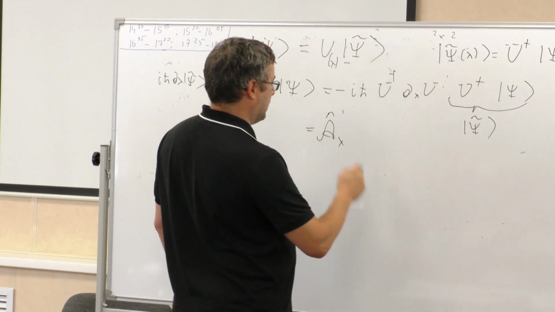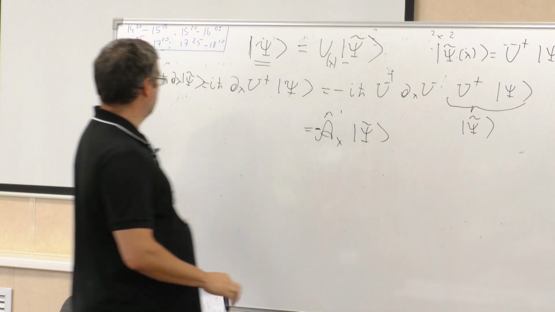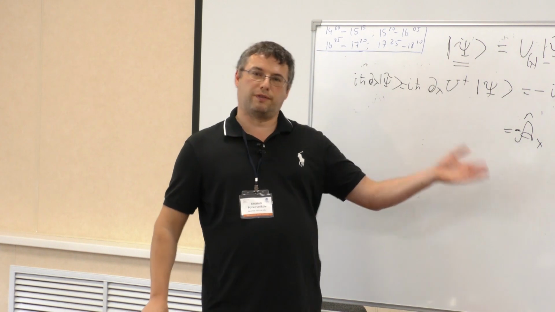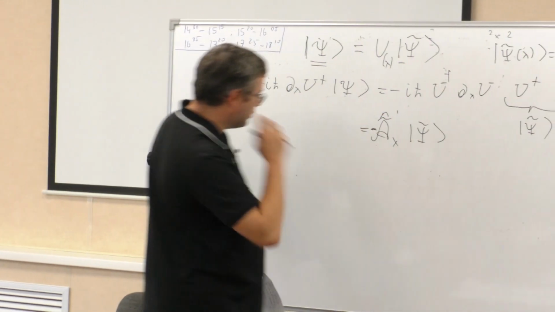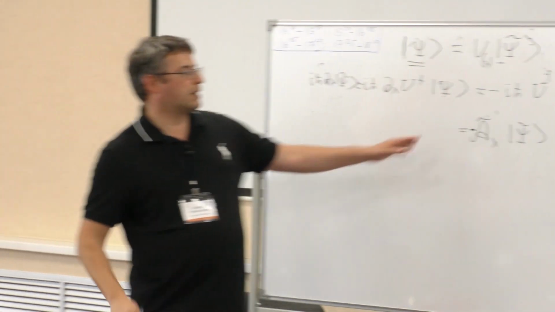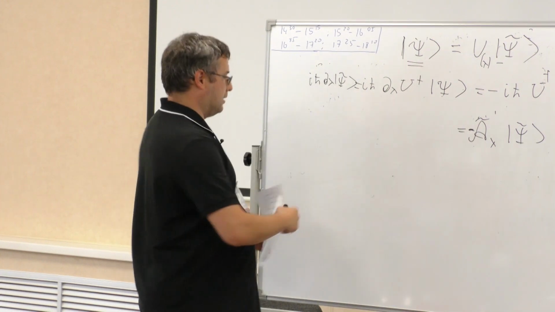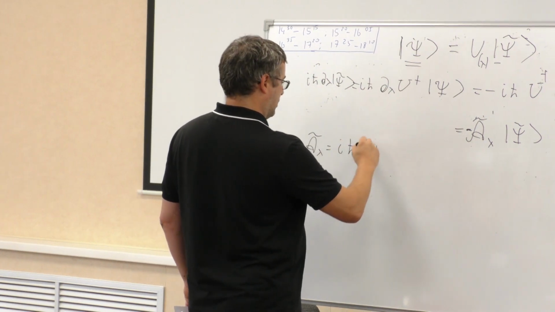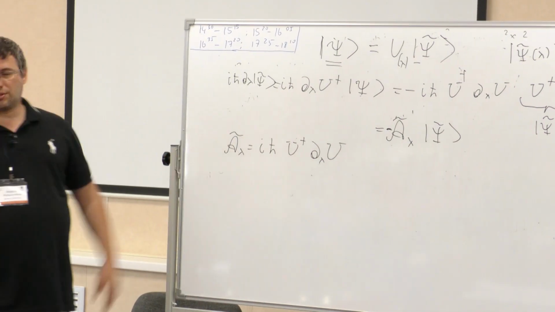I'll put a hat to highlight it's an operator, though sometimes I'll be forgetting about hats, with a minus sign. Again, for the same reason as in classical systems, I want to define this object, which I will call the gauge potential. I will call it A lambda tilde. I'll remove hats, since I will mostly talk about quantum systems. So this is an operator. And A lambda tilde will be i h bar U dagger d lambda U.